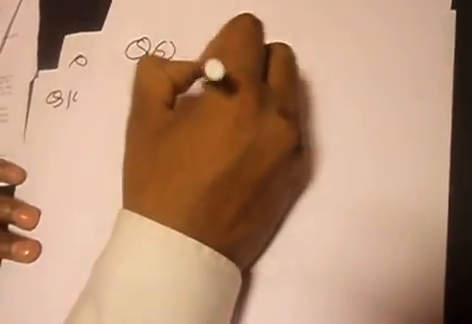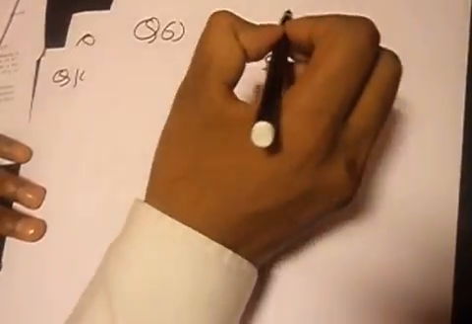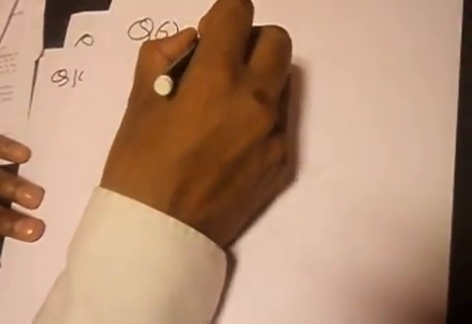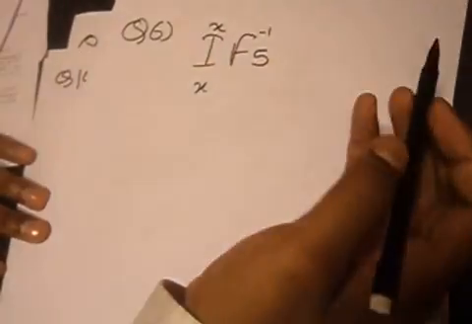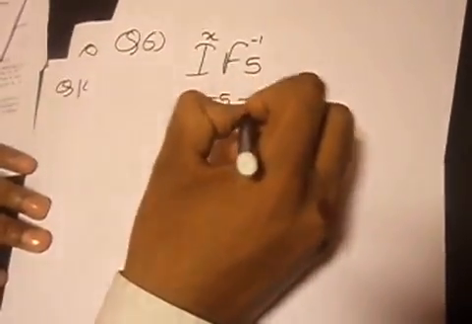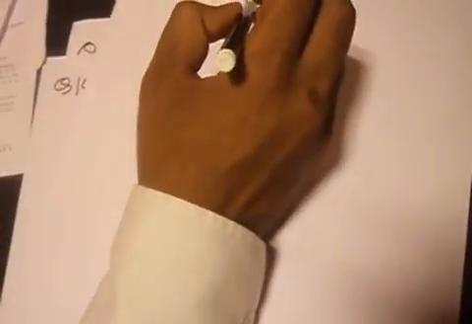Question number 6. The oxidation state of iodine in IF5. In IF5, fluorine exists in the -1 oxidation state. Let us assume iodine to be in +X, or simply X. The equation for the entire compound would go this way: X minus 5 should be equal to 0, so X should be equal to 5. So iodine would exist in the +5 oxidation state.